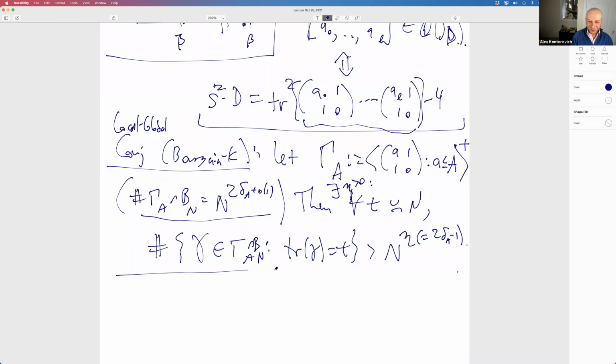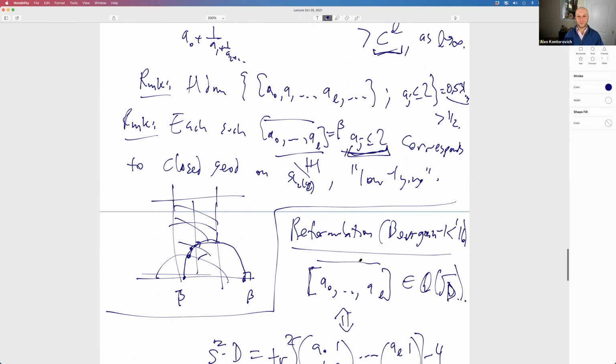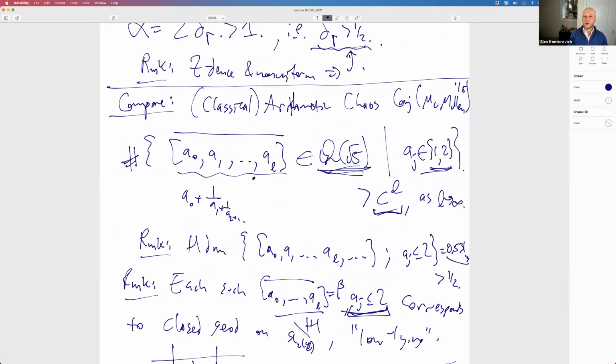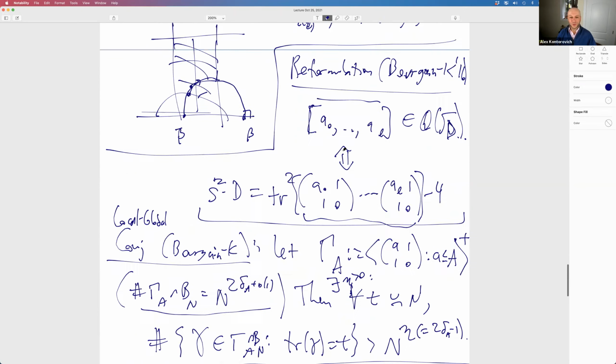And so this conjecture is still wide open. We still don't even know that a positive proportion of traces is represented. But our theorem is that this local global conjecture implies McMullen's conjecture. So if you understand everything about the traces, including this multiplicity, then maybe you'll take that as evidence that this arithmetic chaos conjecture is true. Now, this still, as I said, is very much wide open.